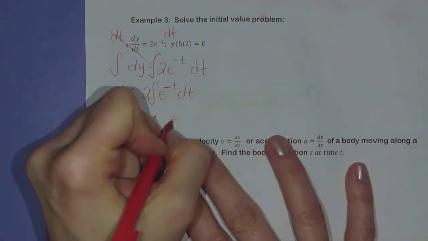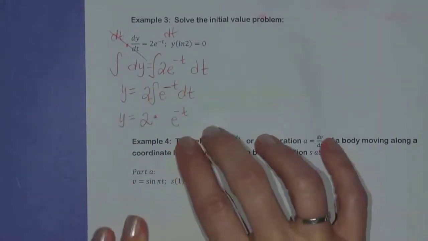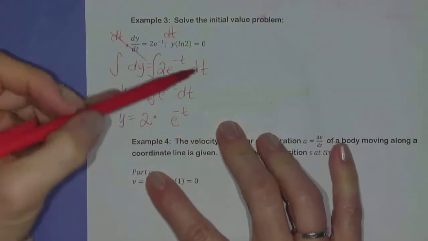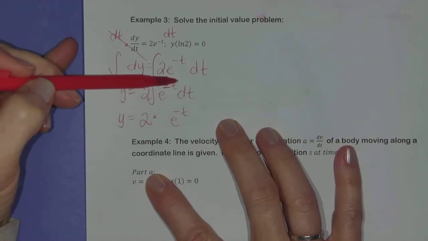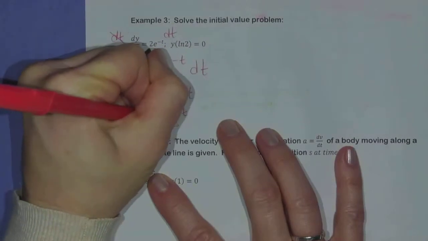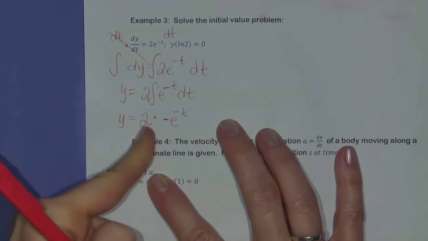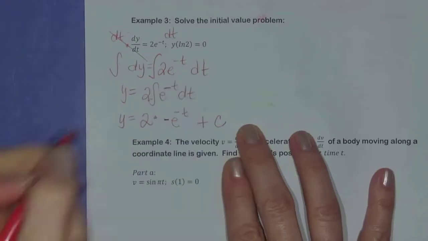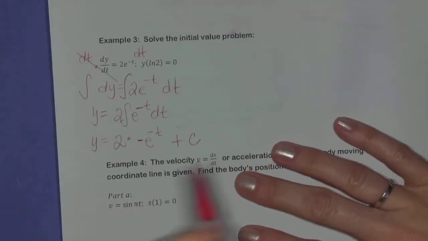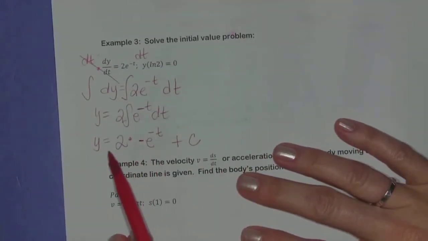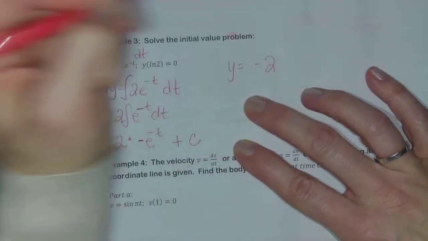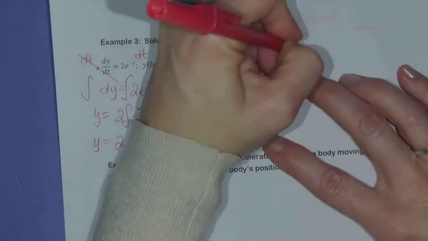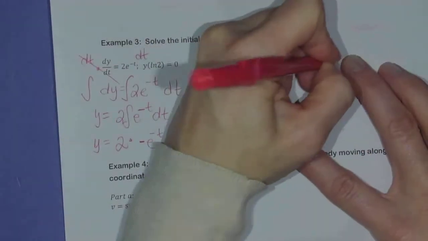Well, if I just put e to the negative t, I know it's not going to be that because the derivative of e to the negative t would be e to the negative t times negative 1. So since I don't want that negative 1, I will compensate here with a negative, and that should do it, and then add my c. So in my next step, I'll take this negative and I'll pull it to the front of the 2. So y equals negative 2 e to the negative t plus c.